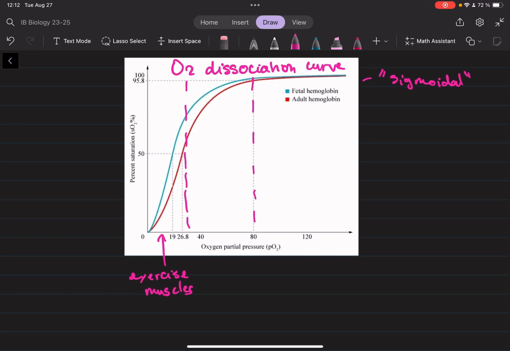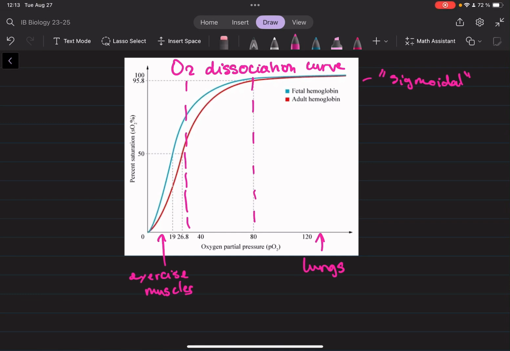because obviously those muscles need it for respiration. On the other side, this area could be the area of the lungs. Now, we want the blood to have a high affinity for oxygen in this area because we don't want the oxygen to stay in the alveoli. We want it to diffuse into the blood. And for that to happen, we need this lung area to have a high partial pressure of oxygen because, again, that increases the affinity of hemoglobin.